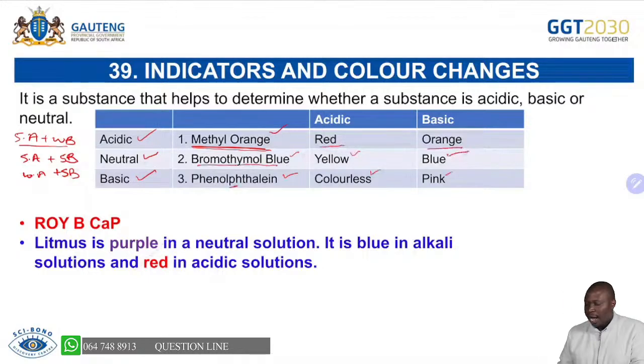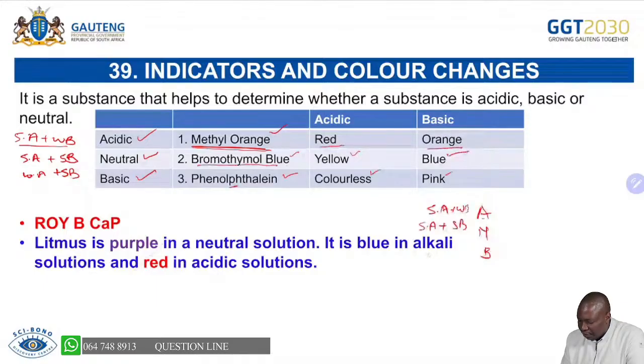What am I saying? I'm saying you arrange them in this way to say we have acidic, neutral, and basic. Acidic is for strong acid and a weak base. Neutral is from strong acid and strong base. Basic, or alkaline, is from a weak acid and a strong base. So you know. Now we said MBP so that you don't forget.